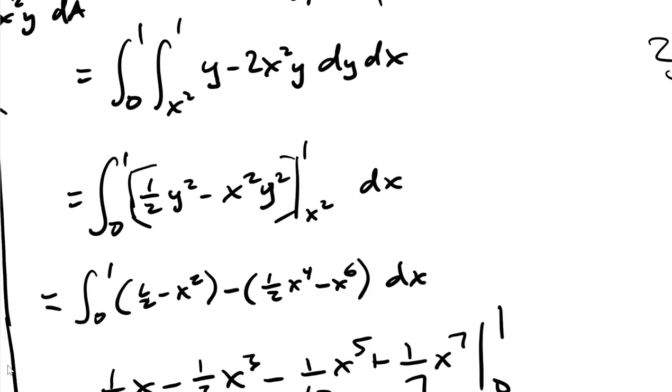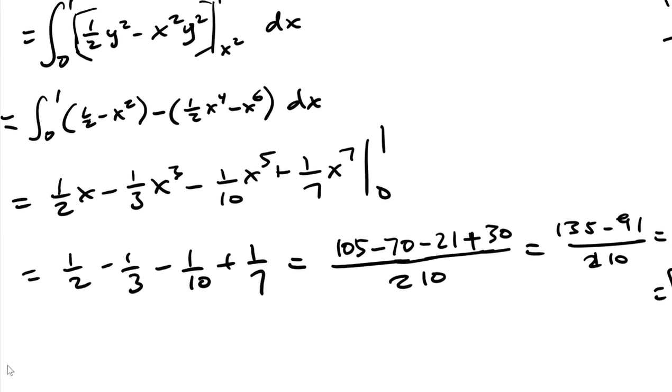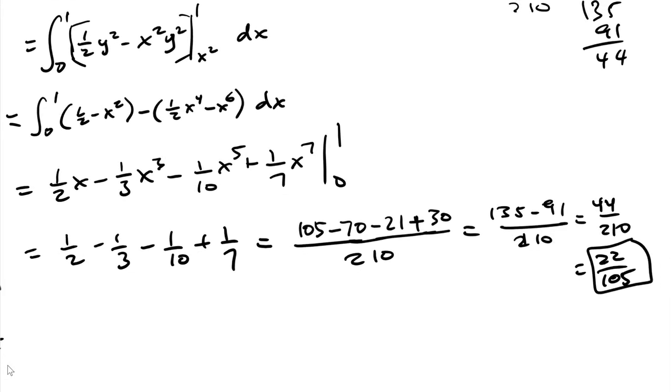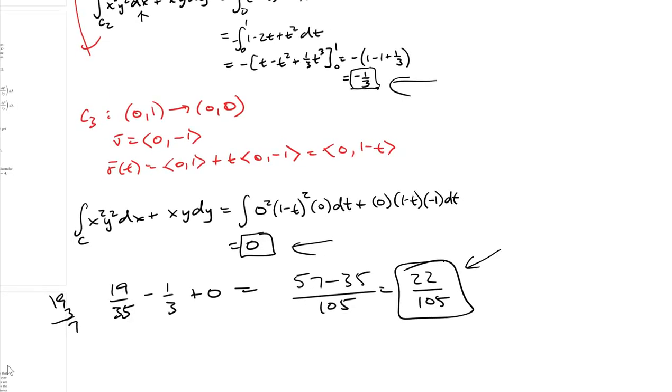So I'll walk through it. It was just simple Cal 1, basically. And I get 22 over 105. You can pause the video and look at the math if you want, but what we got before was 22 over 105.